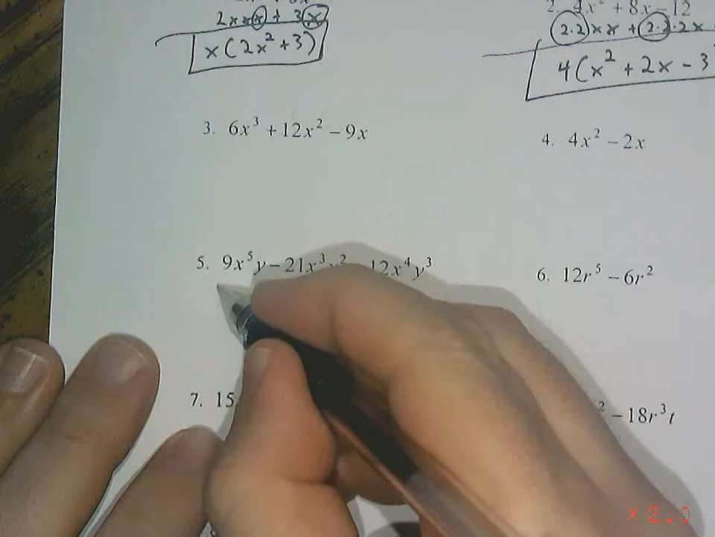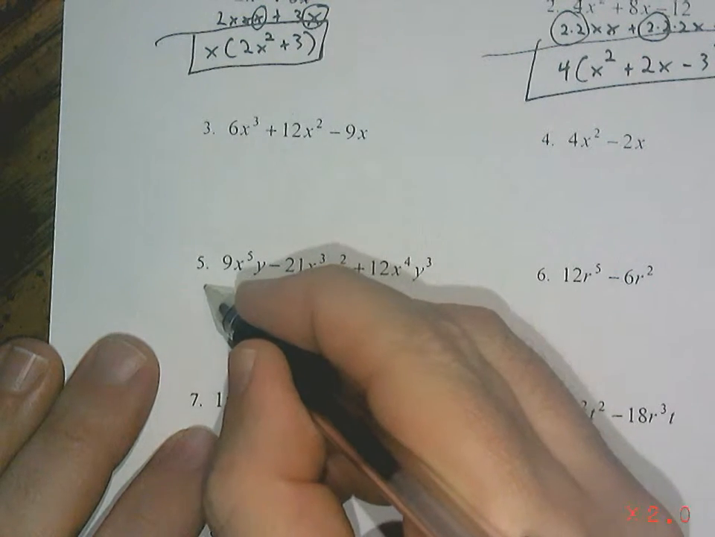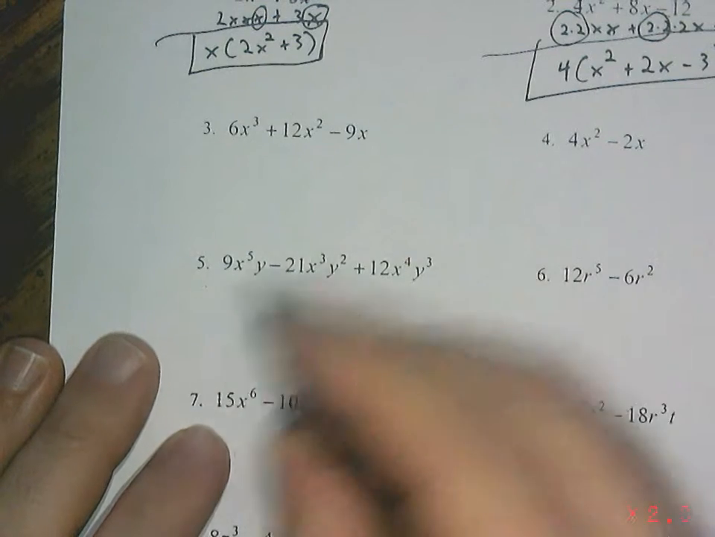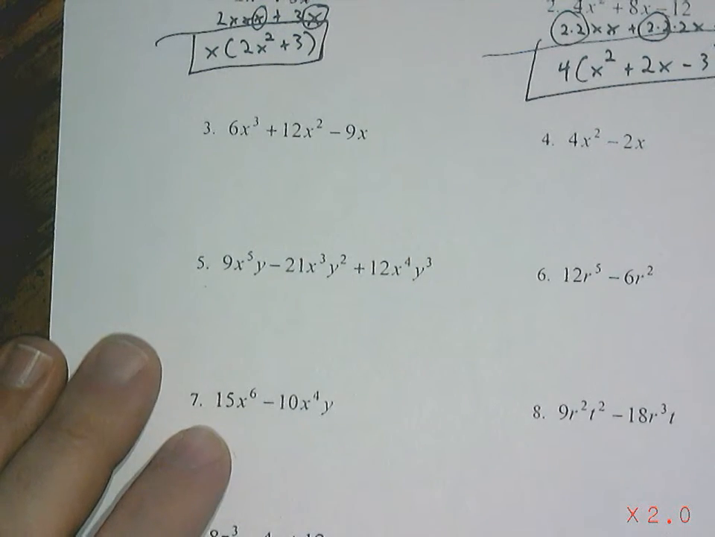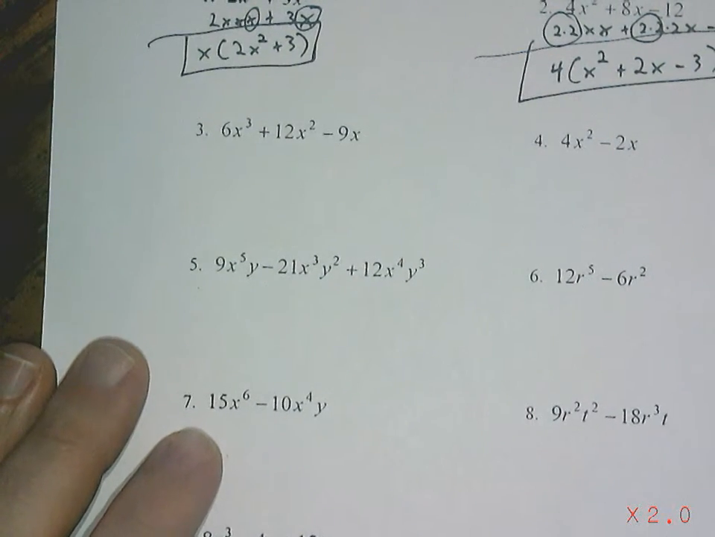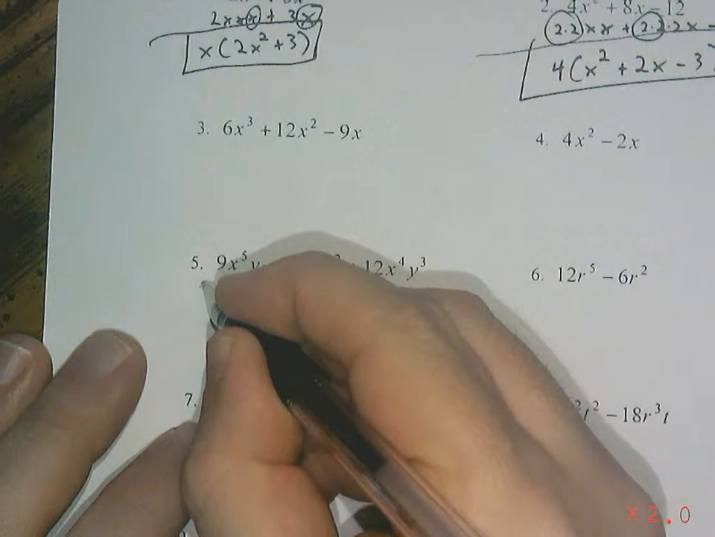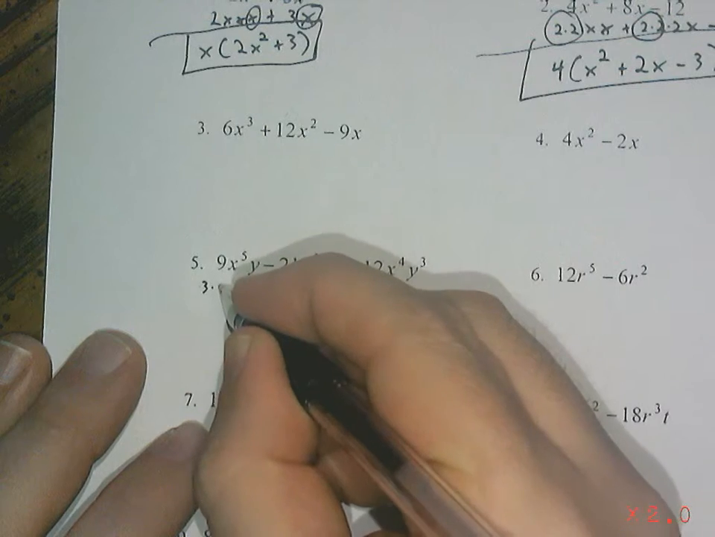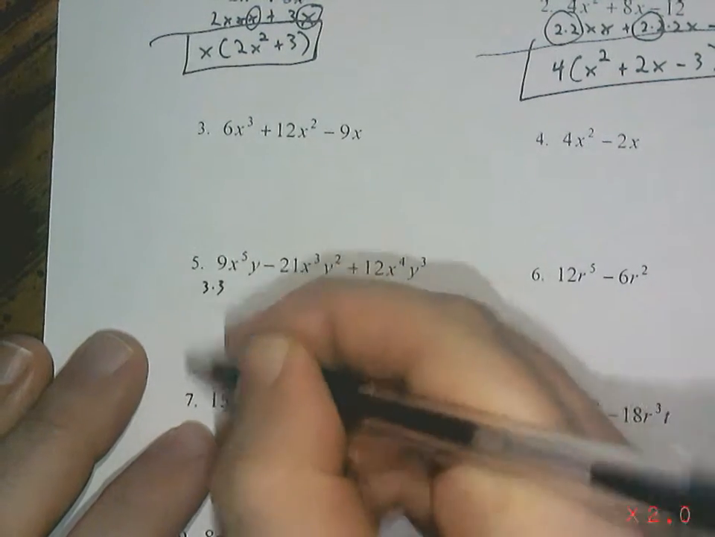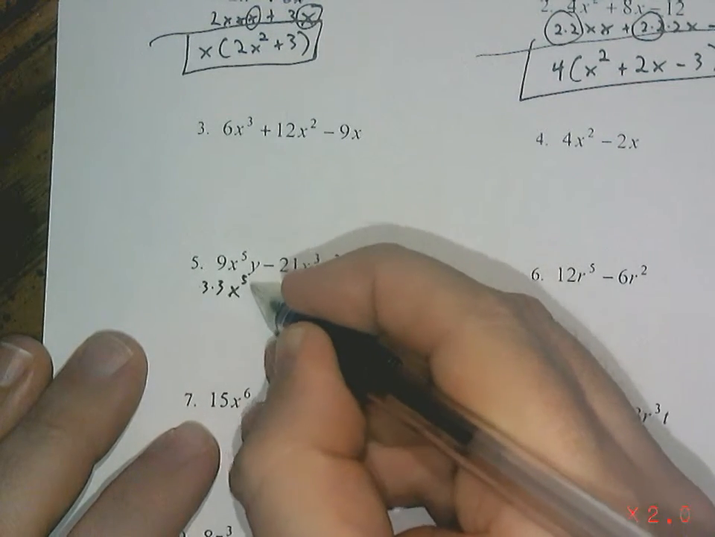So 9 would be, and again, if you know your times tables, you could probably pick out these common factors a lot easier. But we'll do 3 times 3 for 9. Those are the prime numbers, x to the 5th, y.